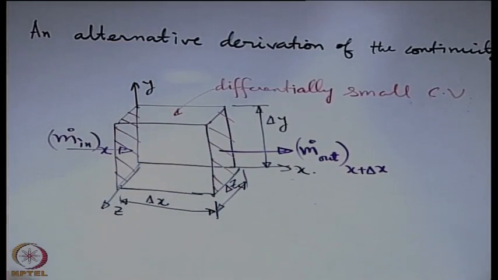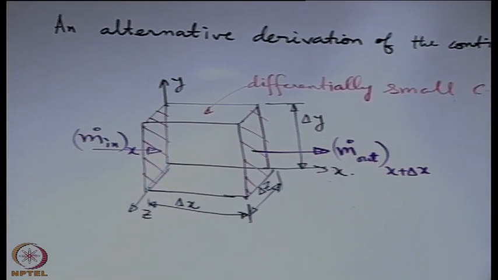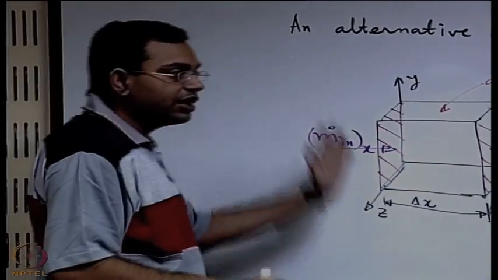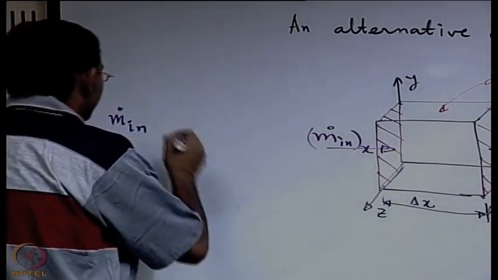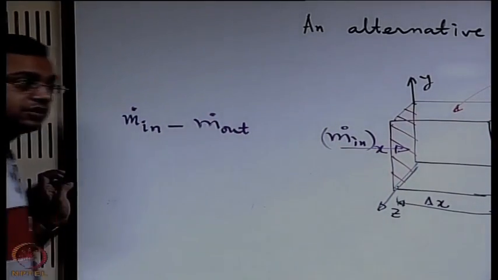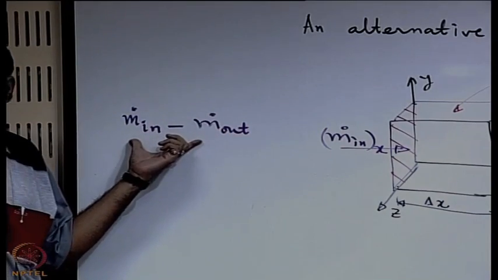Because what we have to remember is the mass balance. What is the mass balance? What is the rate at which the mass is entering, say m dot in, it may be along x, y or z, minus m dot out, that also may be along x, y, z. So, what is the difference between these two?